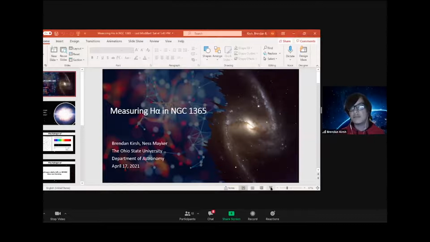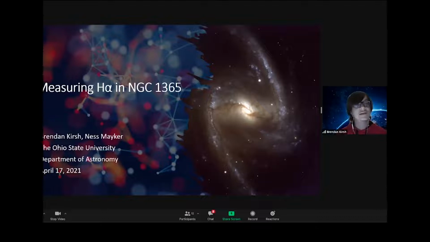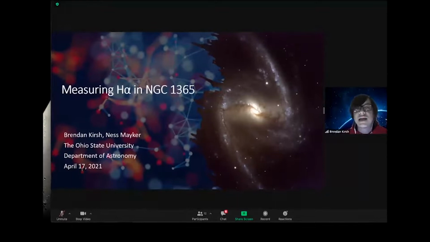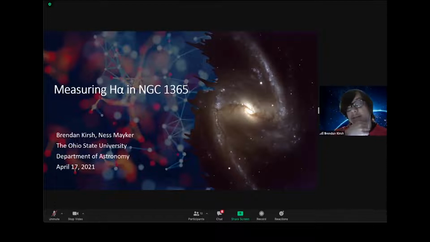So I have a brief corollary here to Ness's presentation. We're going to be measuring the hydrogen alpha in the galaxy NGC 1365. This is an image of the galaxy to the right here. It's also known as the Great Barred Spiral Galaxy.